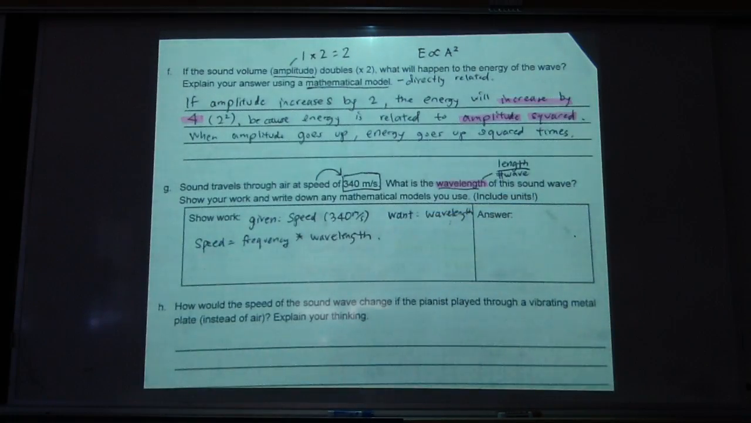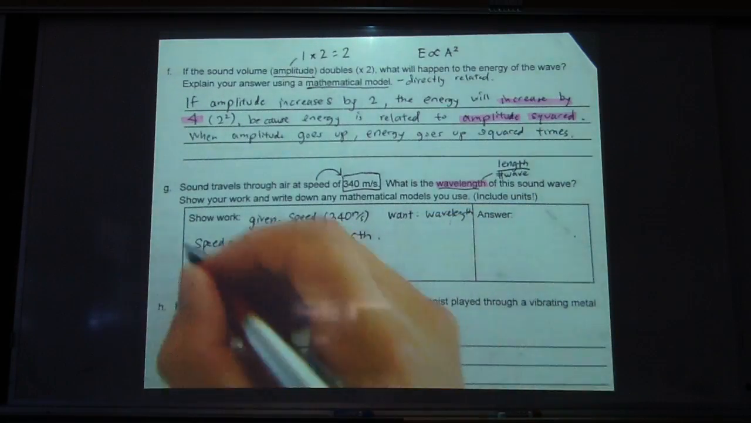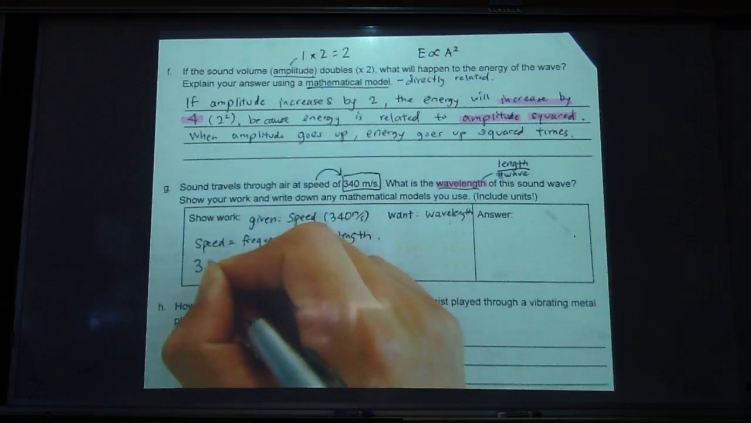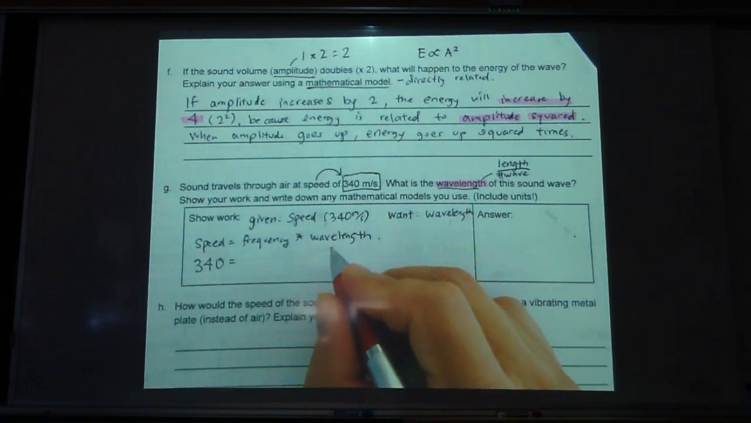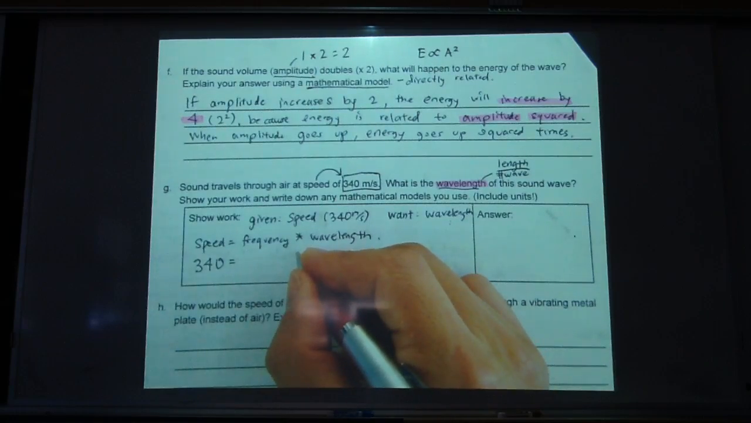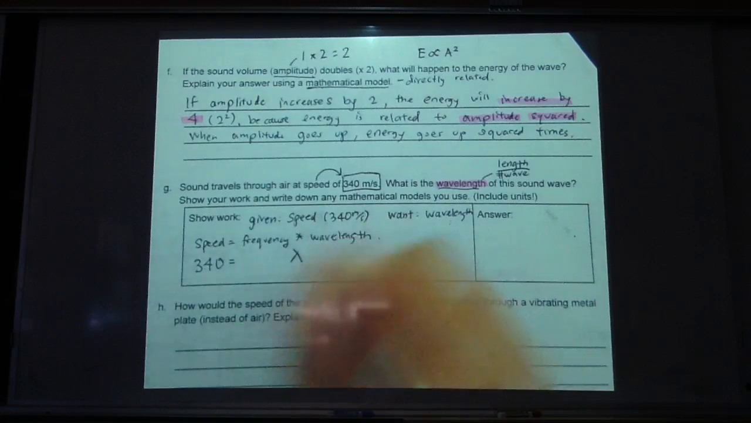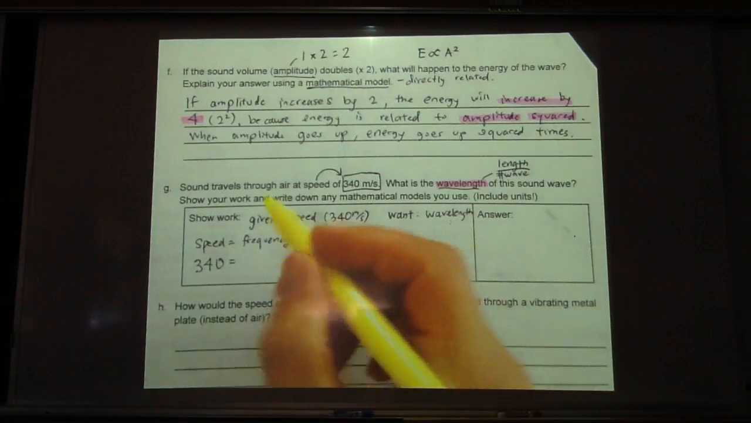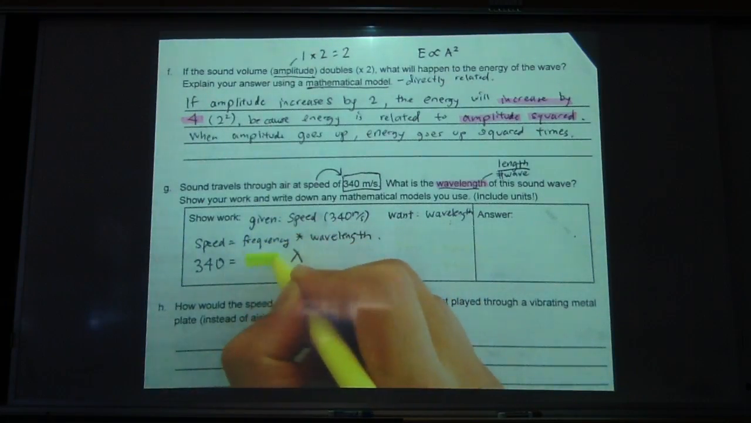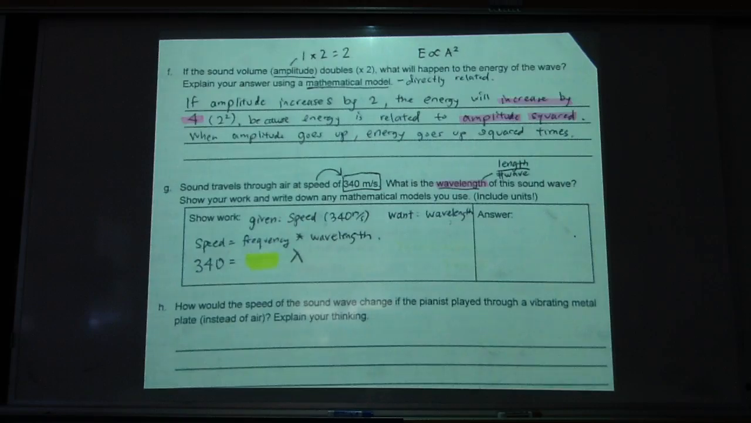So we know we have to use this equation, and so I'm just going to plug in what we have. We're given speed, and we know what we want. We want wavelength, so I'm going to rewrite that as lambda. Okay. I know I have speed, and I'm looking for lambda, which means that I actually need the frequency. I need to know what this is.